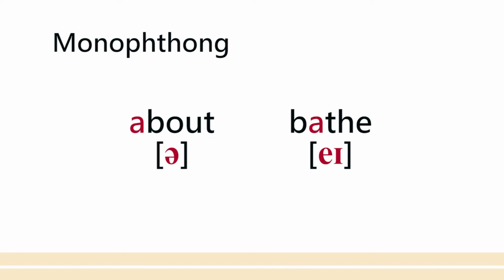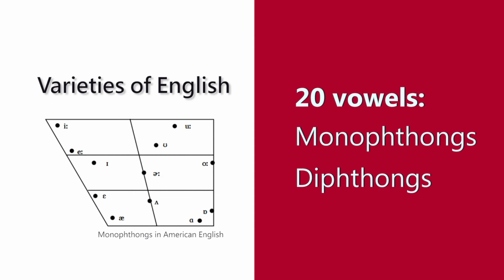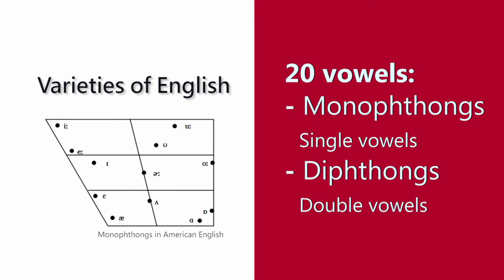But we need to get more technical about this. I said that in most dialects of English you can find up to 20 vowels. But you need to know that some of these vowels are monophthongs, which are simple vowels, but some others are diphthongs. In other words, some of them are single vowels, and some of them are double vowels, or double vowel sounds, like the word bathe.